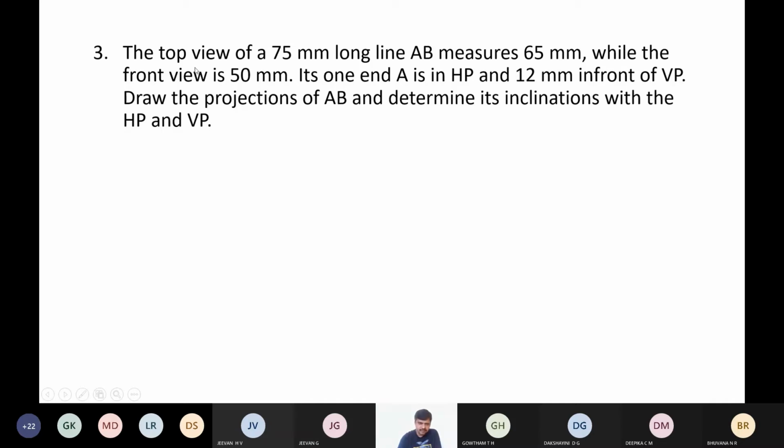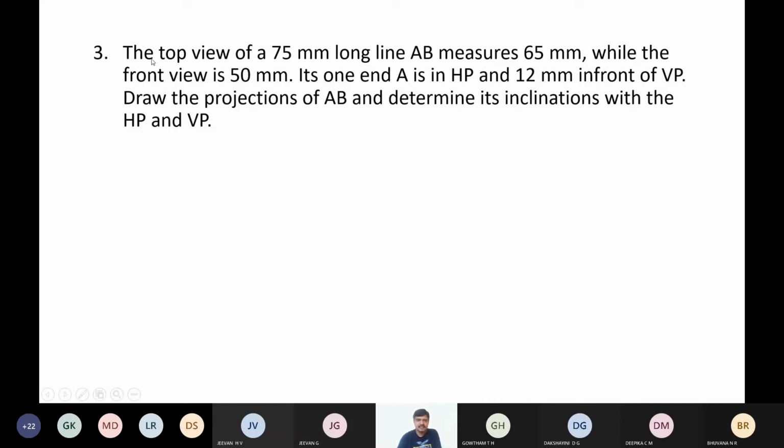So here, what is the true length? What is the value of true length for this problem? Is it 75? Is it 65? Is it 50? Which one is true length? 65. Once again, repeat your answer. 65, true length.